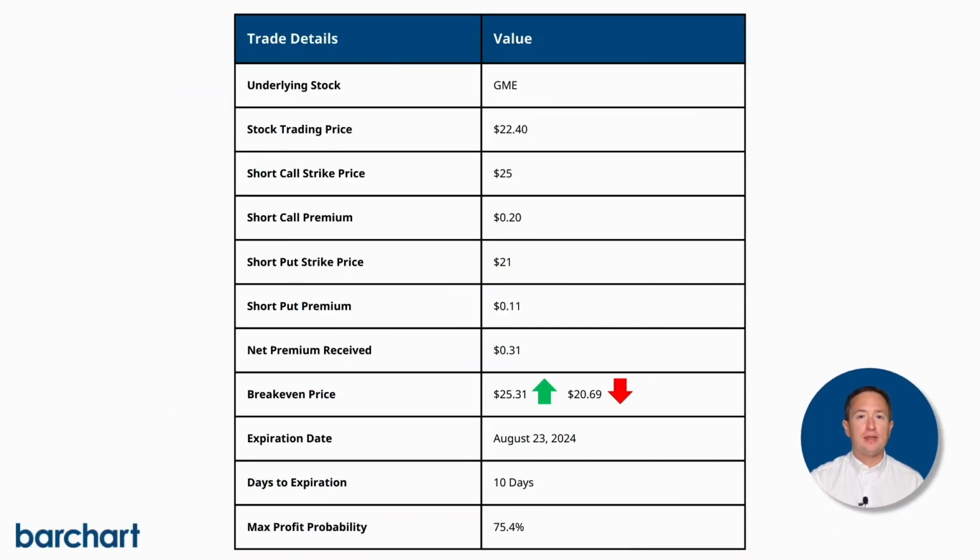Okay, so for this short strangle, we have GameStop, and its stock trading price is at $22.40 at the time of recording. The screener suggests selling a $25 strike call, collecting 20 cents, and selling the $21 strike put for 11 cents, bringing the net premium received to 31 cents or $31 per short strangle contract. Both options expire in August, and the trade has a 75.4% probability of achieving the maximum profit.